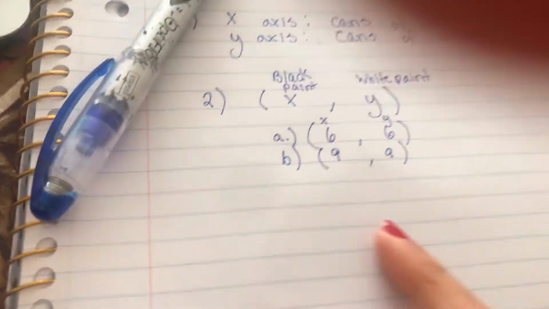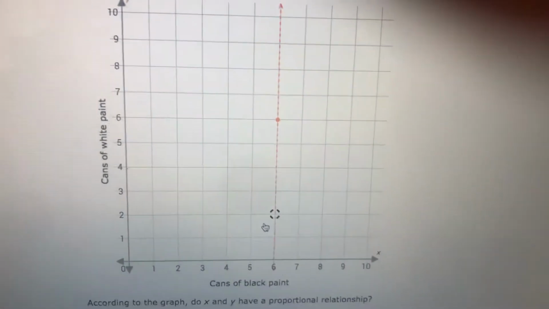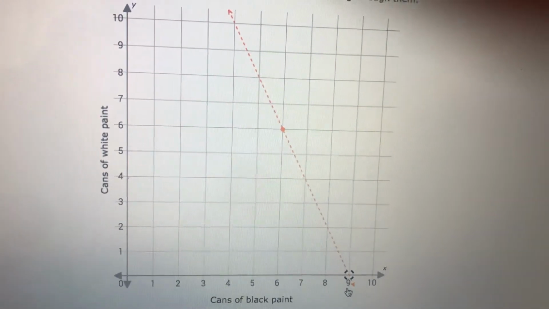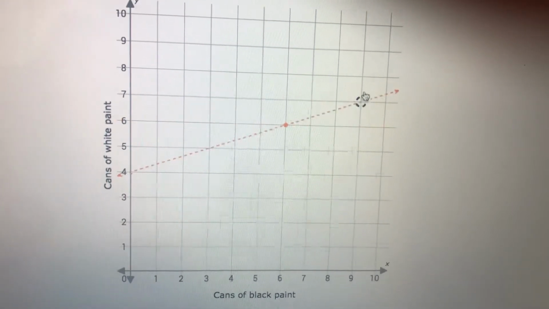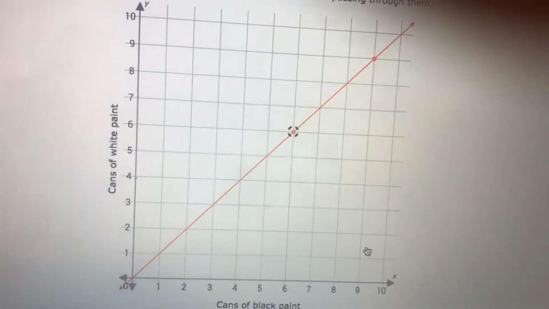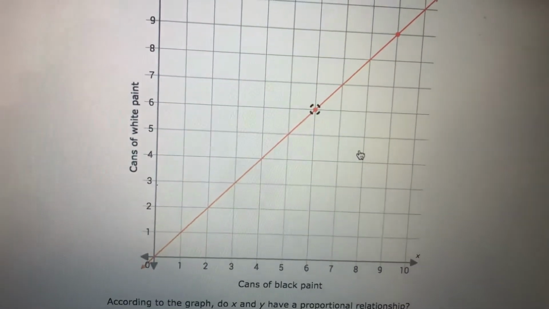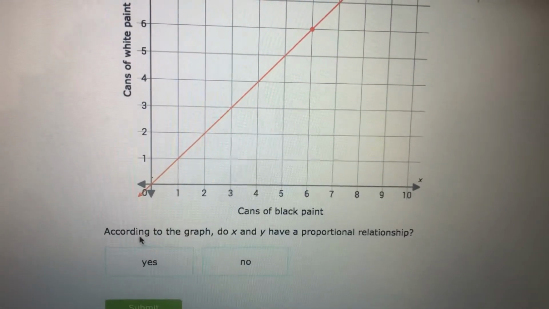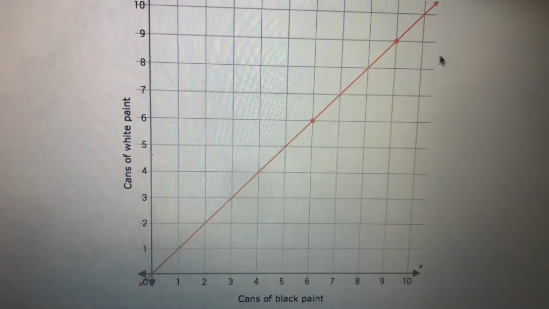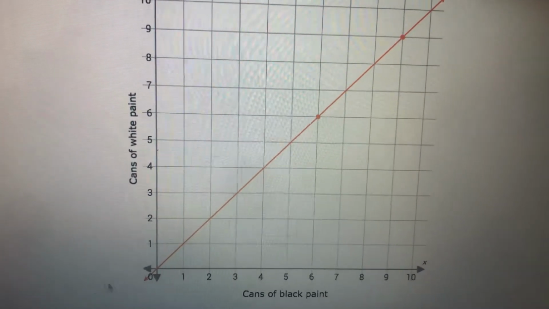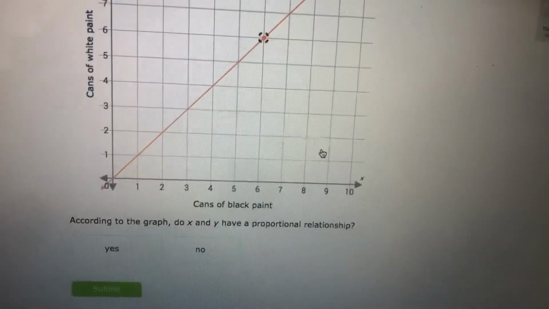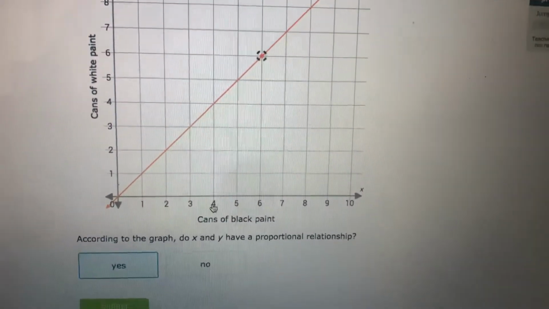So my second point is 9, 9. So I'm gonna go to the graph, go to 9 on the x-axis, and go up to 9 on the y-axis and plot it. And what's gonna happen is once you've plotted both points, you're gonna see a line being formed. And what you're gonna check, it says, according to the graph, do x and y have a proportional relationship? And yes, it's proportional because it's a straight line and it goes through the origin. So yes, this is a proportional relationship. All right, so you press yes, and then you submit.